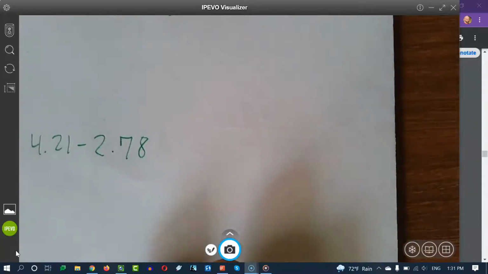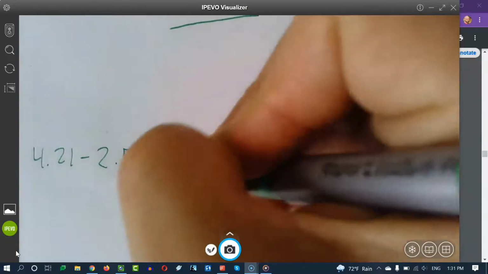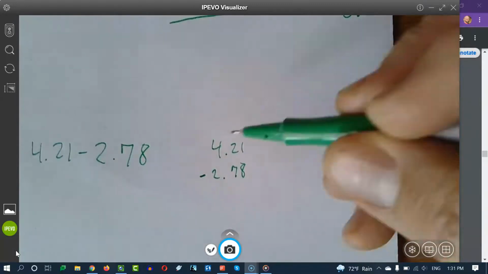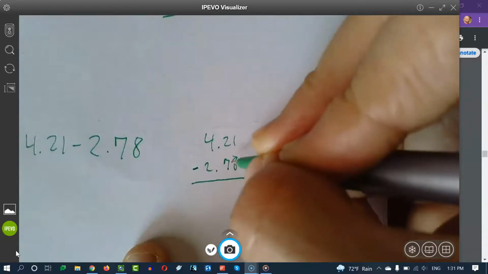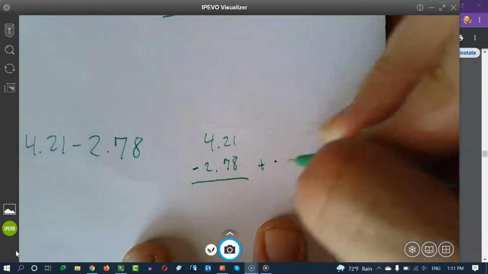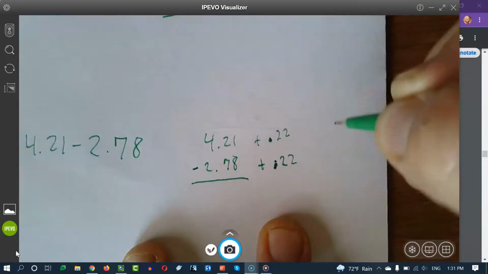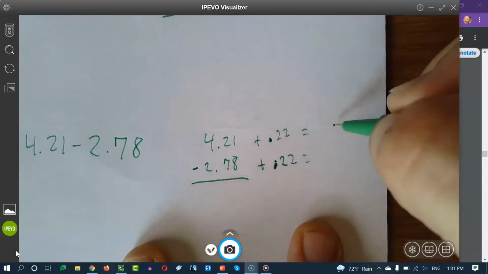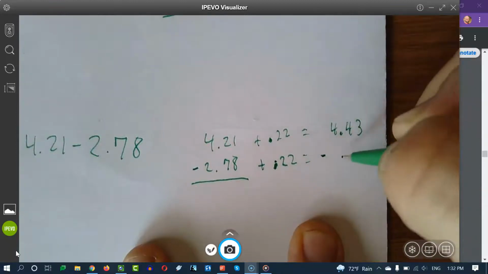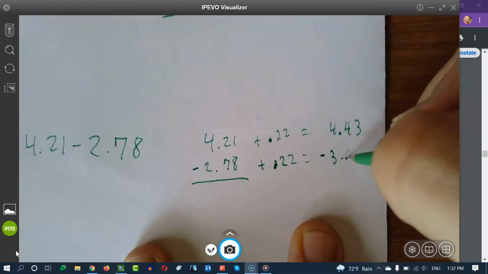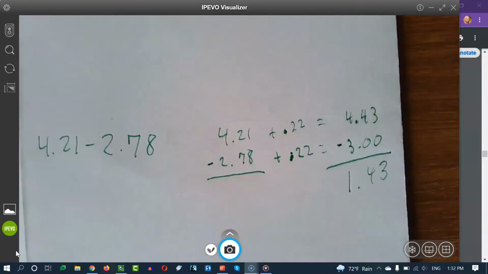So go ahead. All right, so I have 4 and 21 hundredths minus 2 and 78 hundredths. I want to get my 2 and 78 hundredths to a whole number. The easiest way would be to add, what is that? 2 gets me to 80 and then 20, 22 hundredths, and I'm going to add 22 hundredths to my number up top to give me now a new equation, a simpler equation of 4 and 43 hundredths minus 3. So now that gets me to 1 and 43 hundredths.